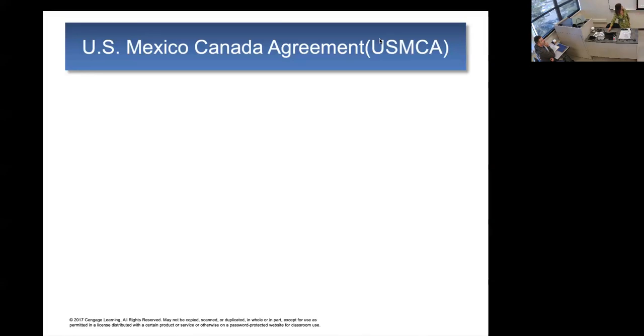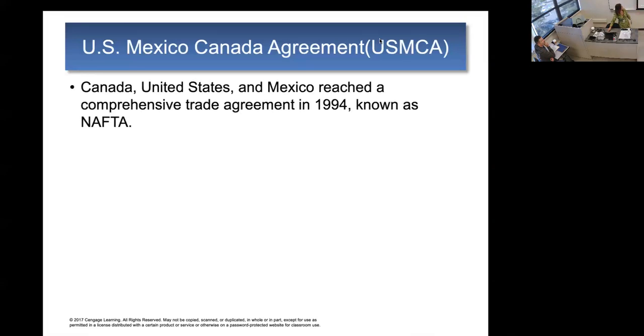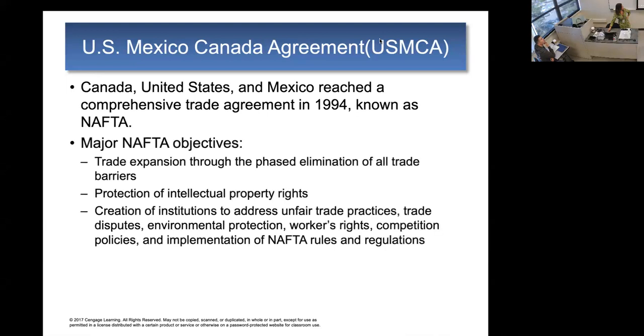And then the US-Mexico-Canada agreement really started with NAFTA. It's that agreement with a little bit of changes in there. Major objectives of NAFTA were trade expansion through the phased elimination of trade barriers, protection of intellectual property rights, right? And creation of institutions to address unfair trade practices, how to deal with disputes, workers' rights, and so forth.